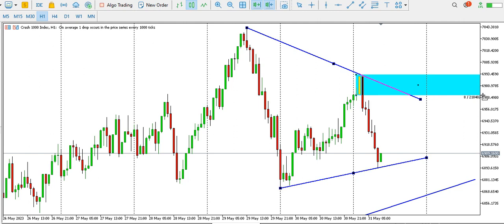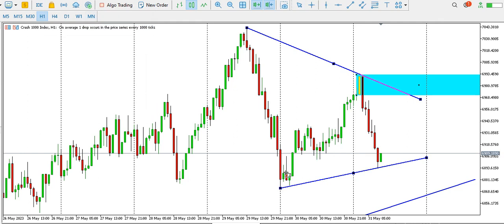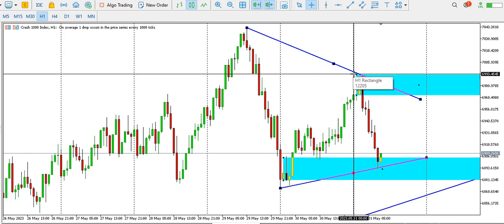We have this other block around here, and we also have this other block around here. So we want to wait for price to break above the range. If price breaks above the 6993.5 level, we buy.